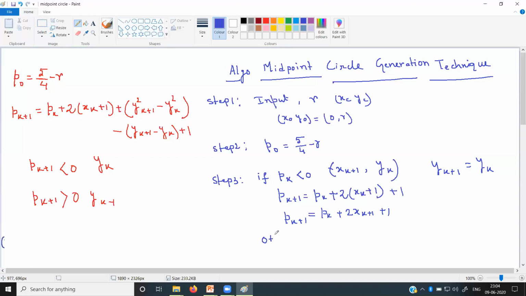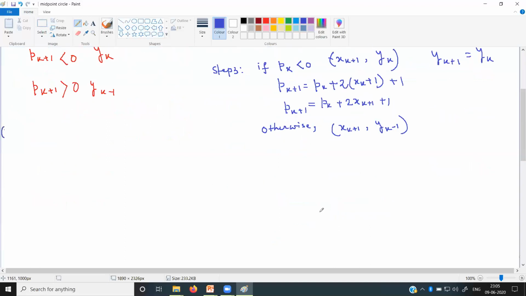Otherwise, if p of k is greater than 0, if it is not less than 0, that means we have to consider the y value as yk minus 1. So the next point we have to consider is x of k plus 1 and the y value will be y of k minus 1. If you choose the y value like this, then based on this y value, we have to compute the decision parameter p of k plus 1.